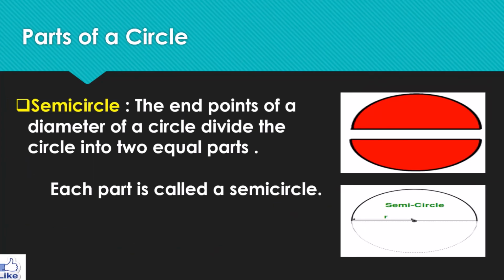Semicircle. Very interesting. A semicircle is simply half of your circle. The endpoints of a diameter of a circle divide the circle into two parts, meaning any diameter divides the circle into two parts. You can see here two parts, half circle. So this is called a semicircle. Got it?